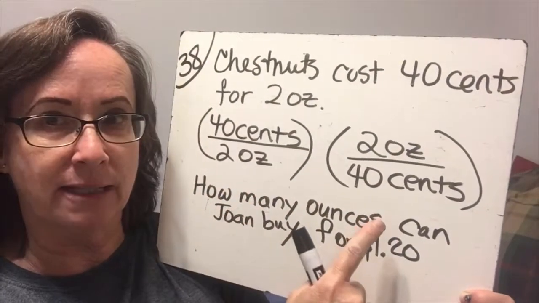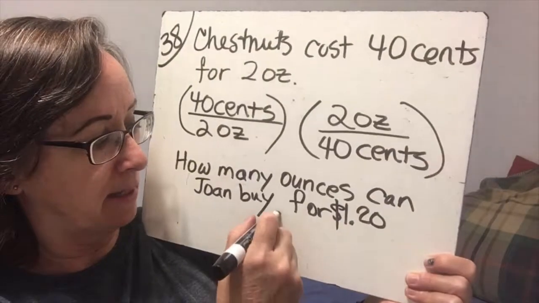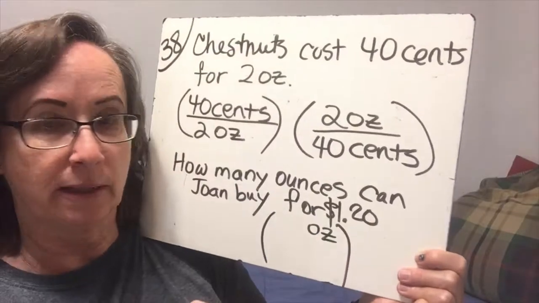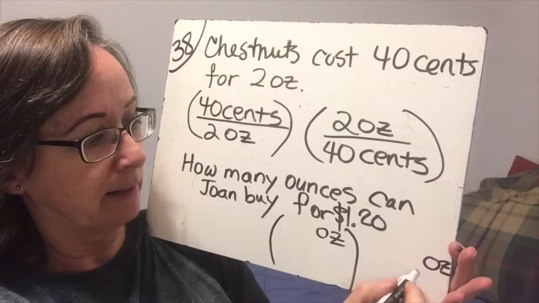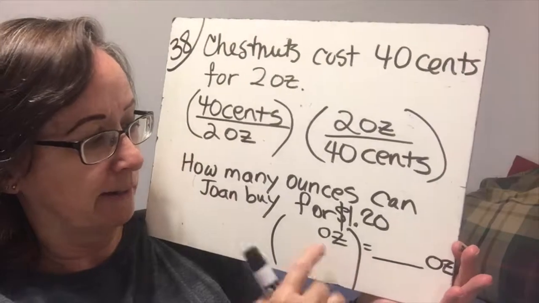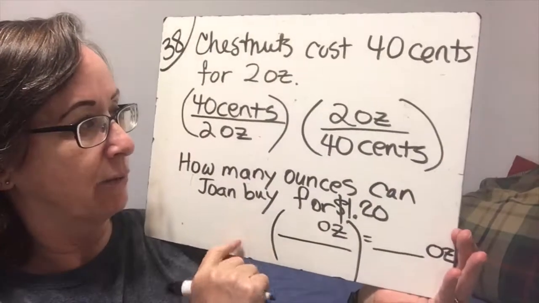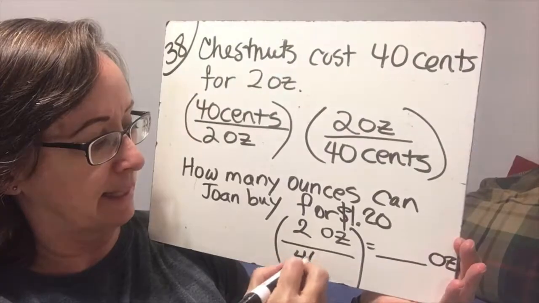How many ounces? So we want ounces out, which means in our rate, we want ounces on top. Okay, so we want ounces out, and that means we want ounces on the top of our rate. So now we want this one, right? We want 2 ounces over 40 cents.